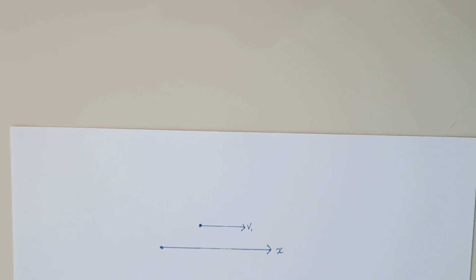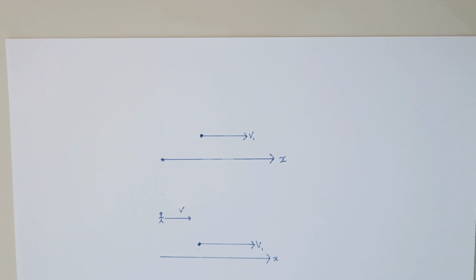But now, what's more interesting is if you introduce another observer, which is also moving. Now, even though the particle is still moving to the right with v1, and so it has a positive velocity, the observer is also moving to the right at a velocity that I've just called v. Since this velocity is positive and this velocity is positive, you could say that from the perspective of this person, this particle would have a lower velocity.